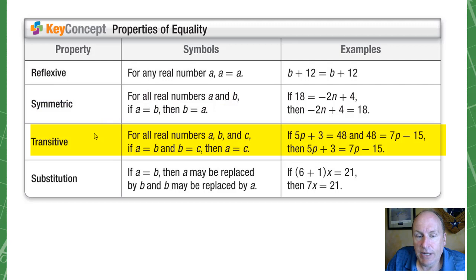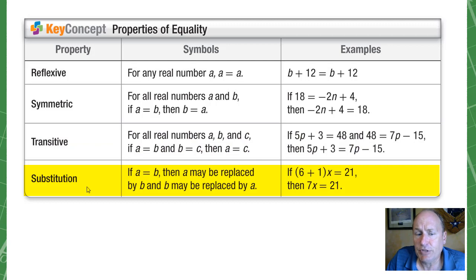The transitive property. For 3 numbers, a, b, and c, given by 3 different values, if a is equal to b, and then b is equal to c, then since those two things, a and c, are both equal to b, therefore, a equals c. Very important property, the transitive property. And here's an example over here. So, if we have this first thing, 5 times p plus 3 equal to 48, and if we know that 48 is also on its own equal to 7p minus 15, then that first thing and that last thing, 5p plus 3, must be equal to 7p minus 15 as well.